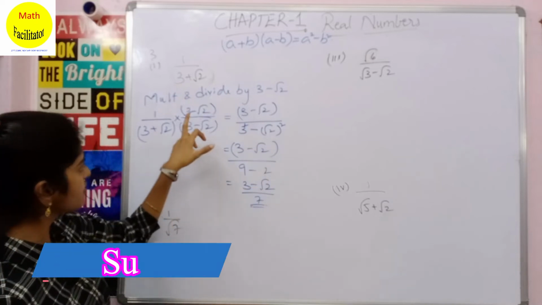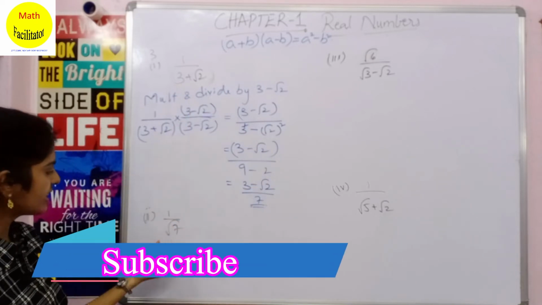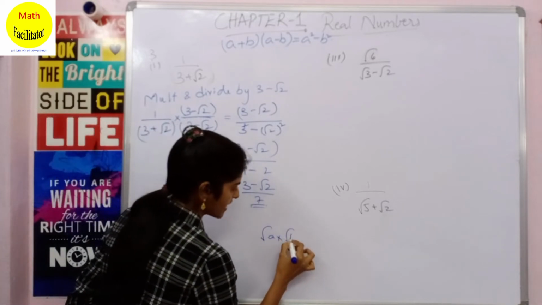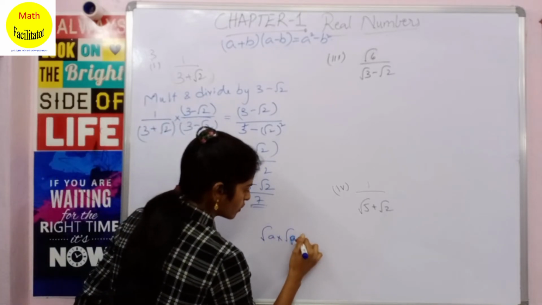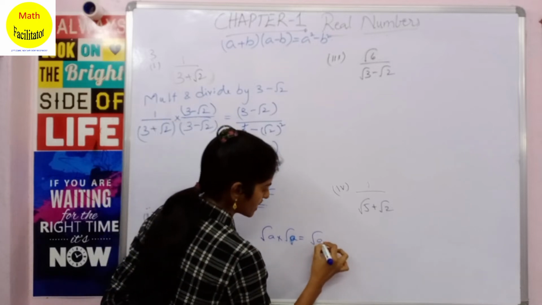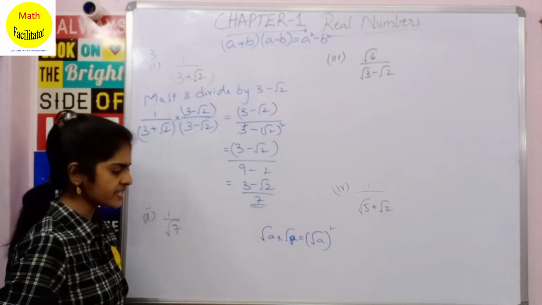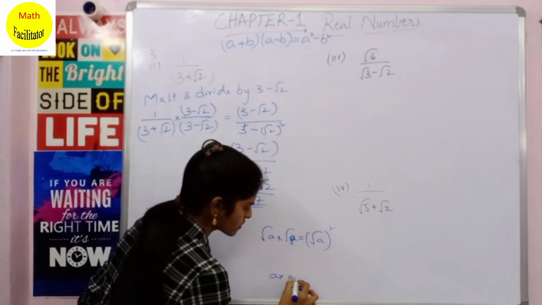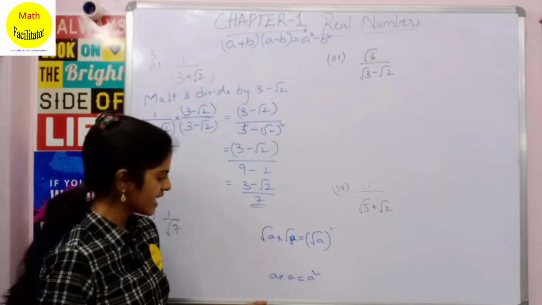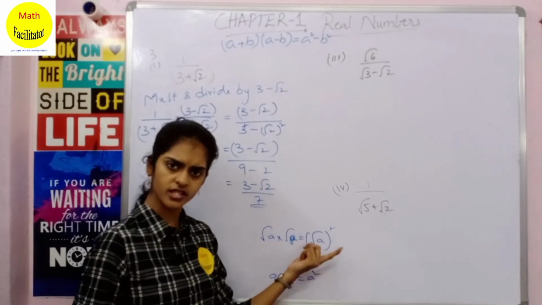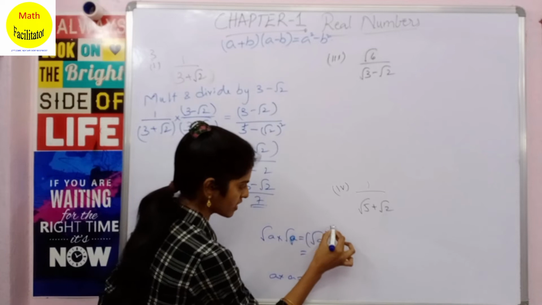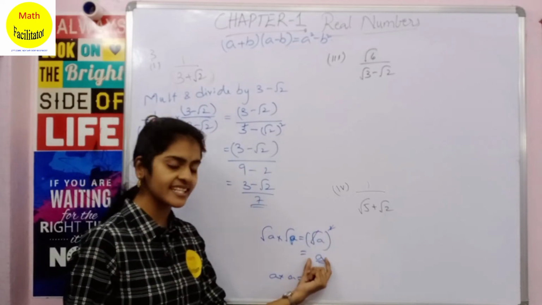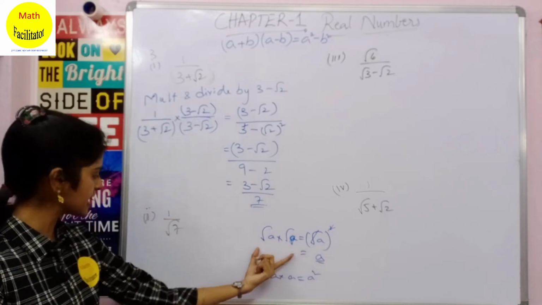We multiplied it with that number, but here you don't have two terms. But you know that root a into root a is root a whole square, just like a into a is a square. Now root a whole square, the square and square root get cancelled and you will have a. Now a is a rational number.